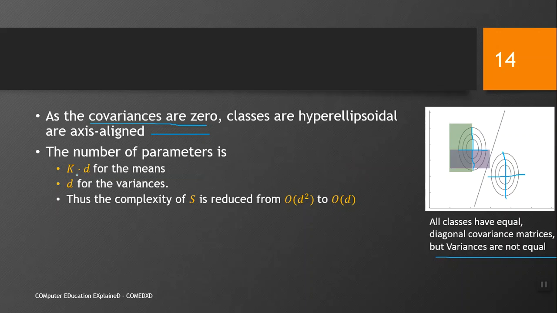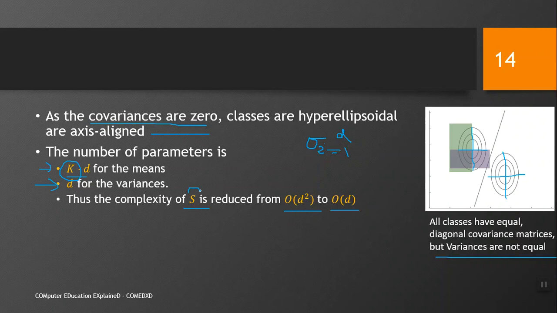The number of parameters that we need to estimate here becomes kd for the means. For example, if we have d dimensions, we would have d variances, ranging from 1 to d, and for each variance we will have to find out the mean for each class. So we will have k times d means and d variances. The number of variances has been reduced now. Thus the complexity of S is reduced from this to this.